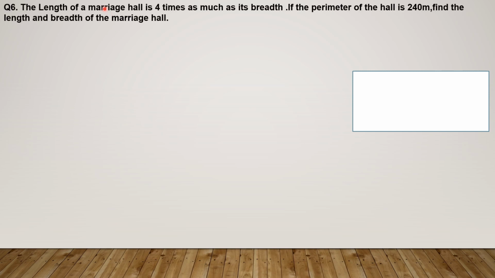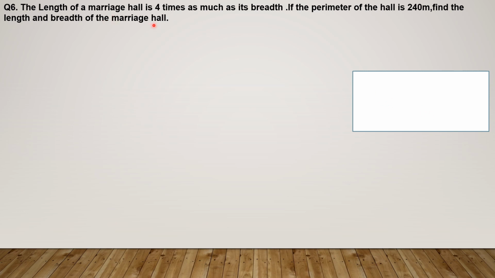Now question number 6: the length of a marriage hall is 4 times as much as its breadth. Students, consider this is your marriage hall and this is its length. Length is 4 times as much as its breadth. Students, why didn't I draw a square here? Because in the question it is given that length is 4 times as much as breadth, meaning length and breadth are not equal. That's why we can't take a square over here, and we will take a rectangle.